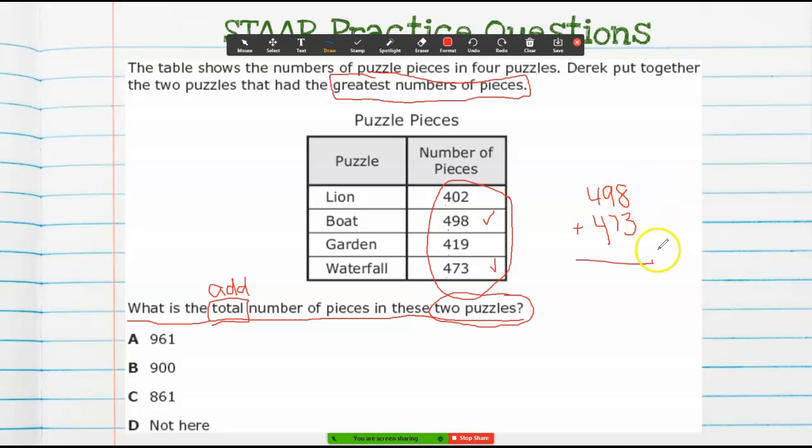Okay? 8 plus 3 is 11. I put my 1, carry my 1. 9 and 1 is 10, and 7 is 17. 1 plus 4 is 5, plus 4 more is 9. 971, and it is not listed there.